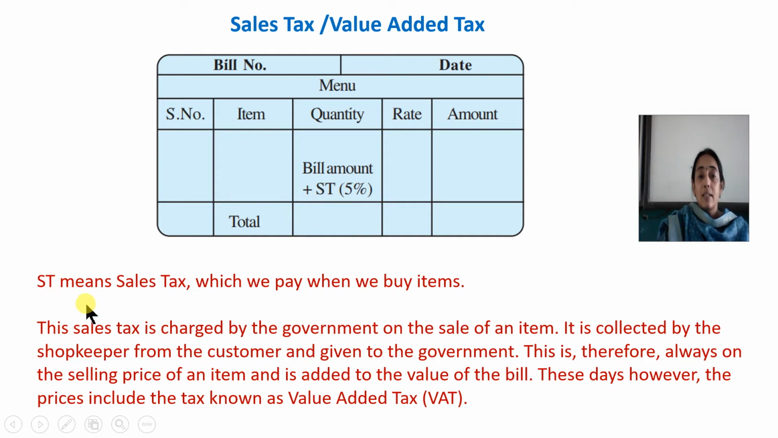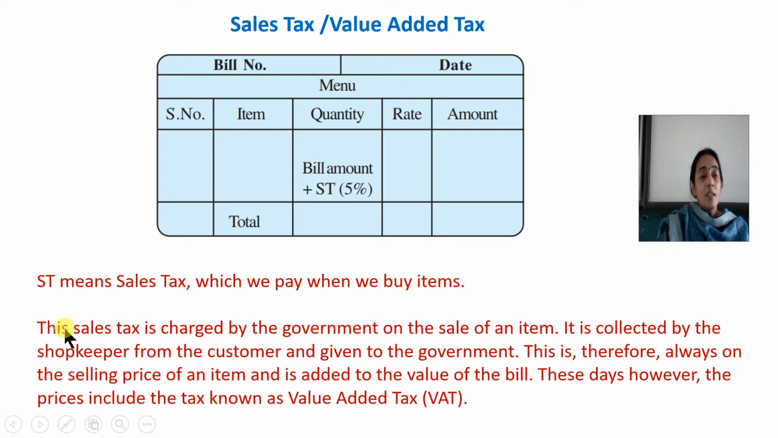So let's see first, what does the sales tax mean? ST means sales tax, that is the short form for sales tax, which we pay when we buy items. When we buy certain items, we have to pay this. When we buy a TV or refrigerator, the government has charged some tax on it, and we have to pay that tax. So what is a sales tax? This can be asked in the form of a blank.